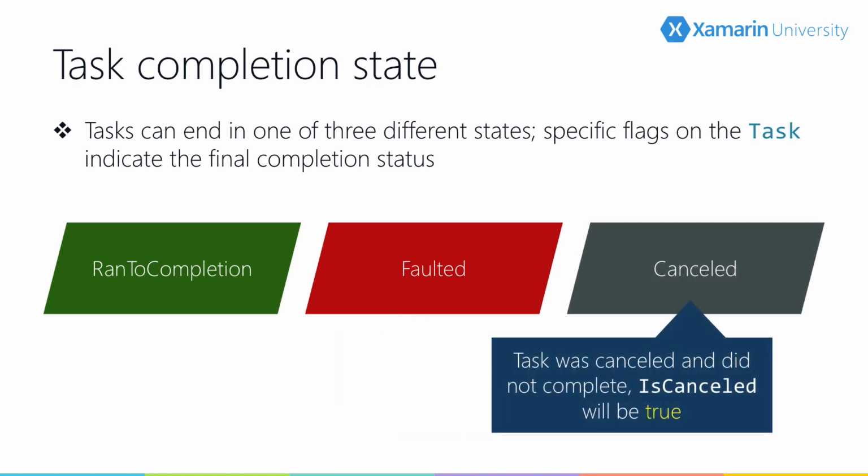This is the one that we want to look at: cancelled. This indicates that the task did not finish its work, but it's not a failure. In this instance, the IsCancelled property of the task will be set to true. And we want to figure out how we can trigger this result.